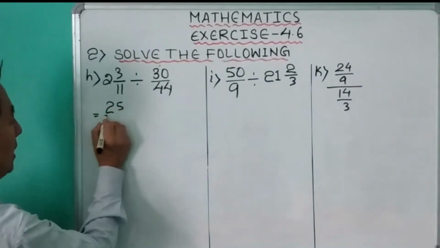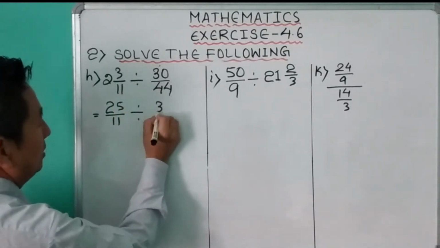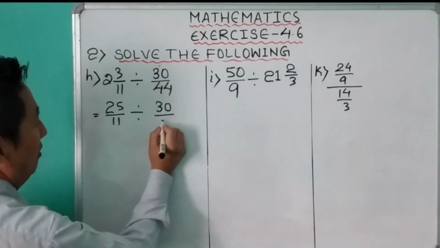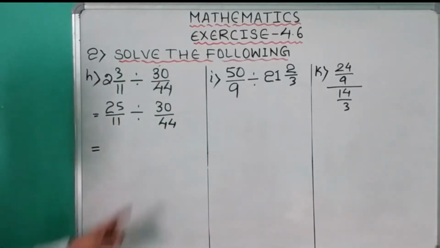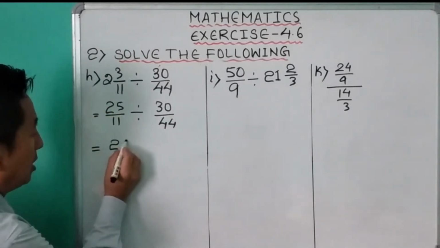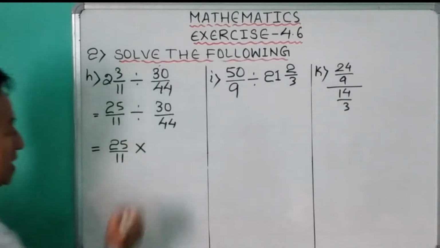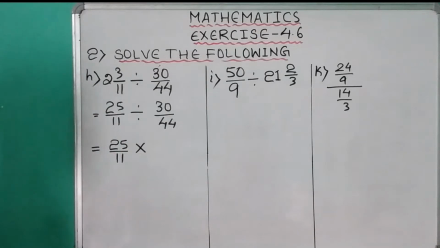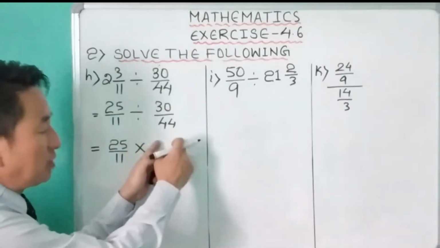25 over 11. Now this divide sign, 30 over 44. Next step, we will change this divide sign into a multiplication sign. The first fraction will remain the same, 25 over 11. Now we'll write this divide sign as a multiplication sign. After the divide sign there is a fraction, 30 over 44.